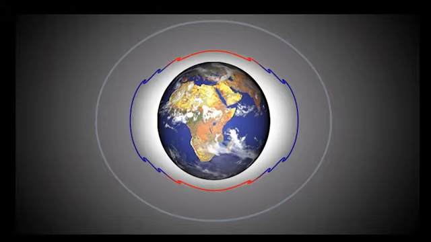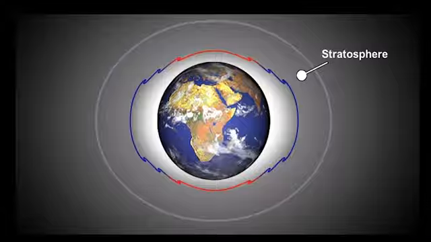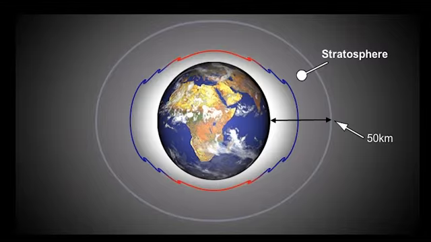Having discussed the troposphere and its upper boundary, the tropopause, we'll now look at the next layer in the atmosphere, called the stratosphere. The stratosphere extends from the tropopause up to about 50 kilometers above the Earth's surface.